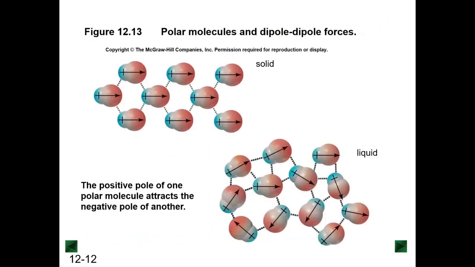Here's an illustration of polar molecules and their dipole-dipole forces. In the solid state, the molecules are rigid, and the dipoles tend to align. In the liquid state, they begin to warm up, and the molecules now have enough kinetic energy that they can overcome these intermolecular forces, and they begin to bounce around. So the positive poles of one polar molecule attract the negative pole of another, but that interaction can be sufficiently weak that at temperatures above the melting point, the molecules can overcome those forces.